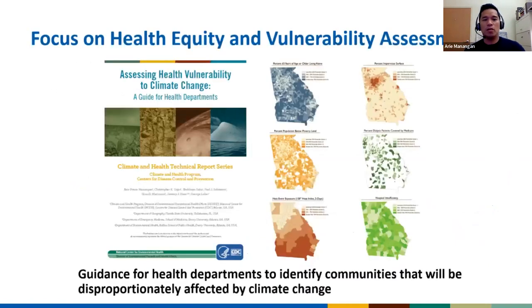So the Climate and Health Program also has a focus on health equity. A key component to the BRACE framework is to assess vulnerabilities. We do have guidance for health departments to build resilience to climate change, and this provides a framework on how health departments can use spatial data to create a map of communities that will be disproportionately affected by climate change. This climate and health vulnerability assessment allows localities to maximize resources by focusing on areas that will see the greatest impact. Next slide, please.